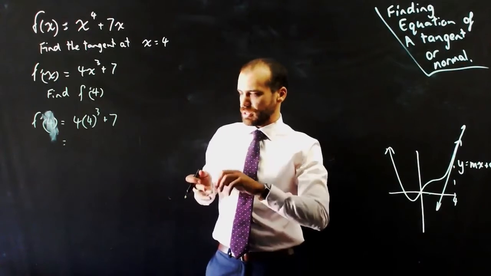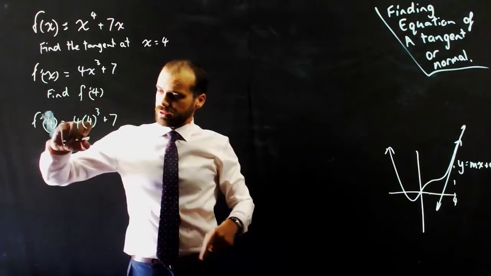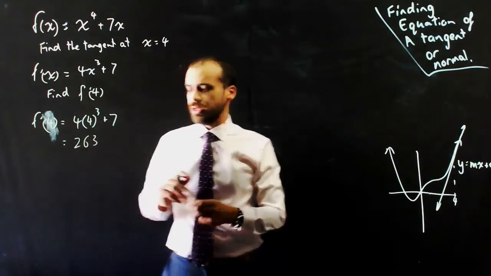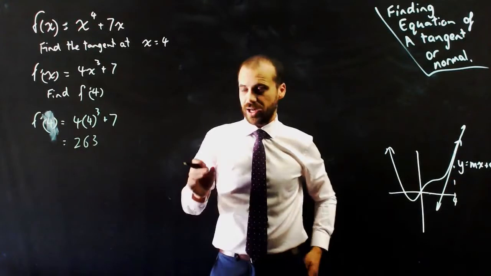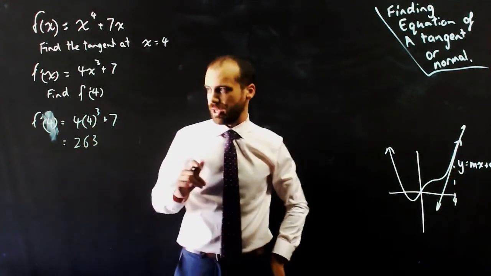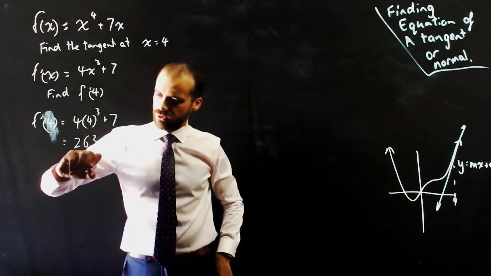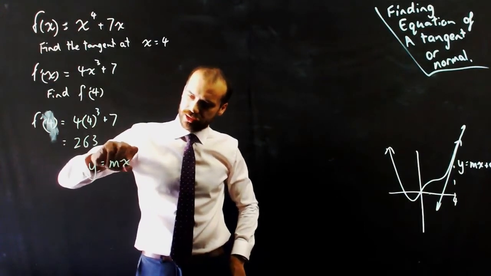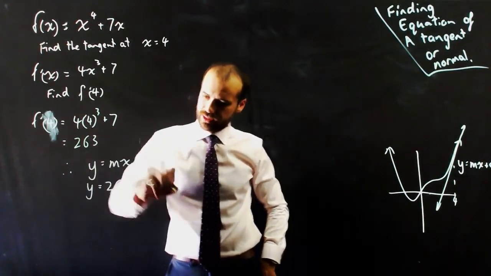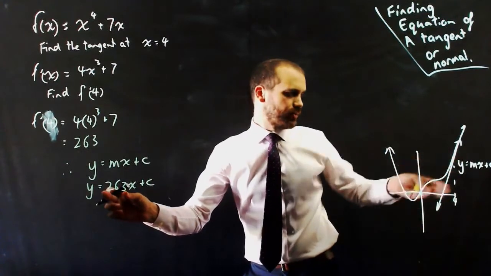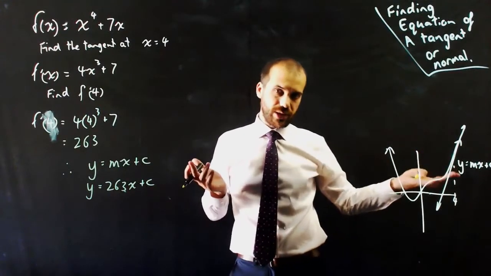That's 4, 16, 64, 256 plus 7, 263. Alright, so it turns out the gradient at that point, at x equals 4, is very large. It's 263. So now I have this straight line, therefore y equals mx plus c, y equals 263x plus c. So I'm saying I know the gradient of that line is 263. If I know the c value, I'll know everything there is to know about the line.